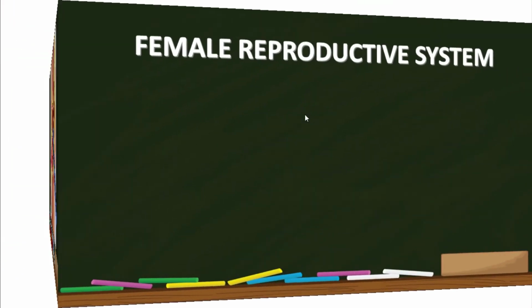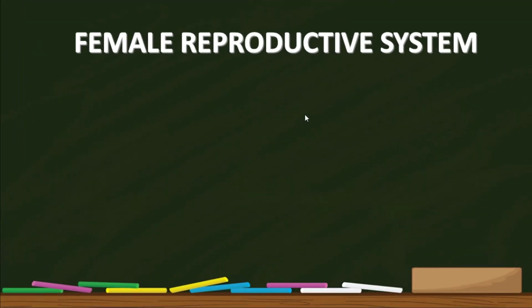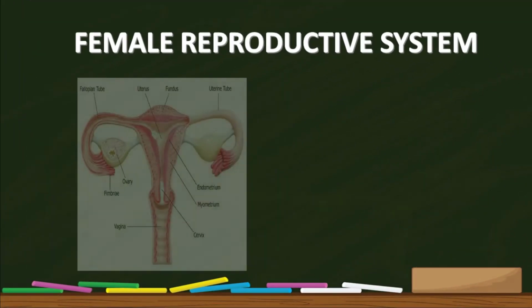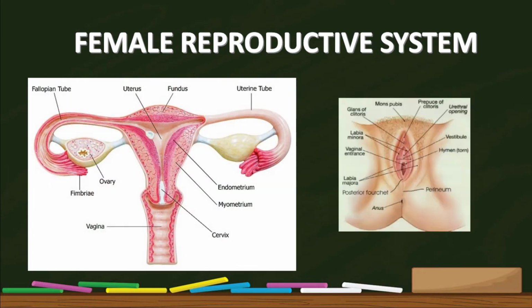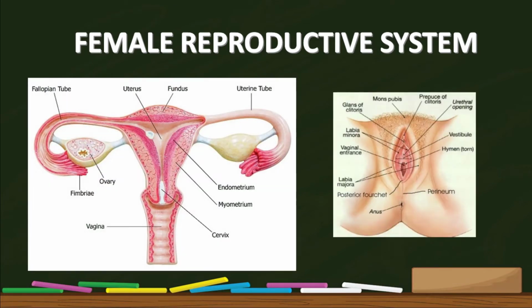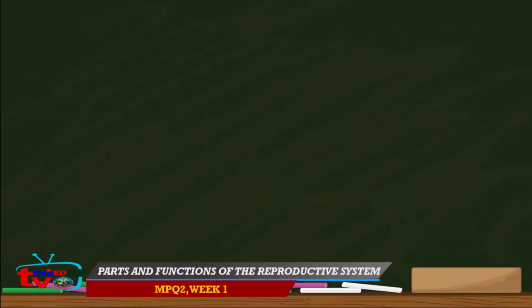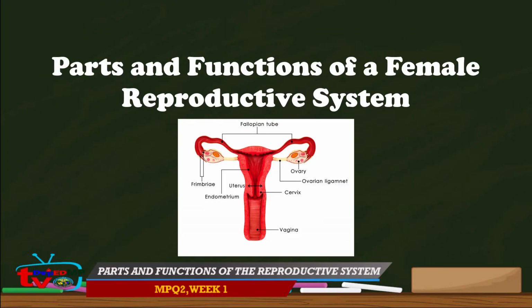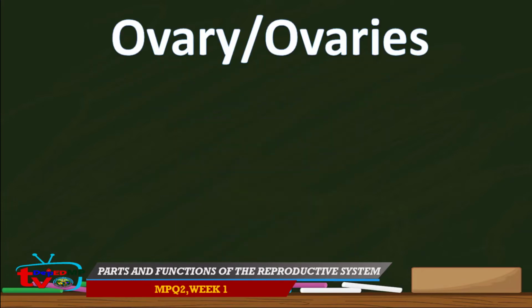Now, let's proceed to the female reproductive system. These two pictures are the female reproductive organ. The first picture is the internal reproductive organ of a female, while the other one is the external part. And now, let's proceed to the parts and functions of the female reproductive organ.